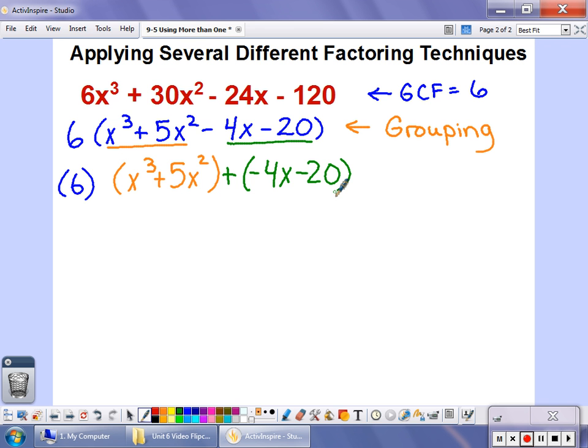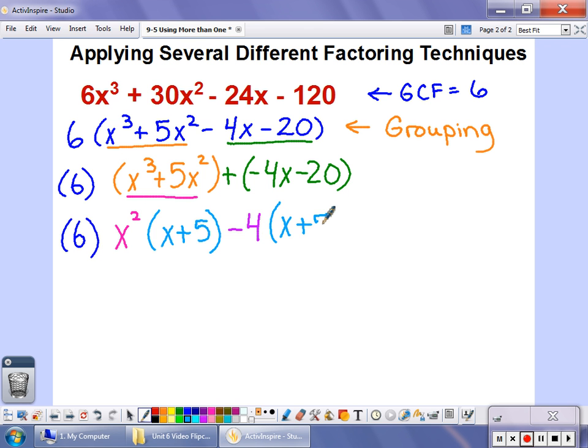Now for here, it's going to work like a regular grouping problem. You keep your original GCF. Now look at your first group. I need to find a GCF in here. And as I do that, I notice I have x squared as a GCF. And that x squared is going to leave me with x plus 5. All right, and then the next pair, I notice that I have a GCF of negative 4. And when I pull out that GCF, I'm also going to be left with x plus 5.